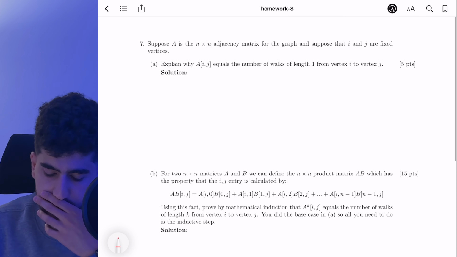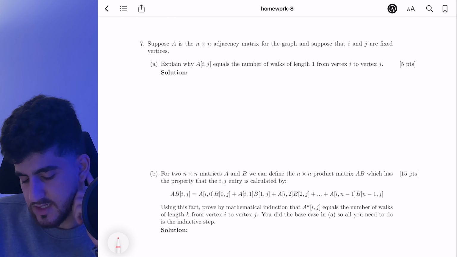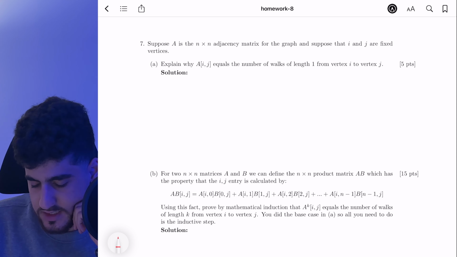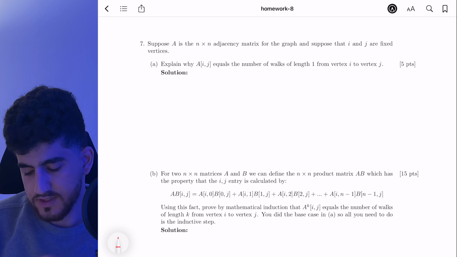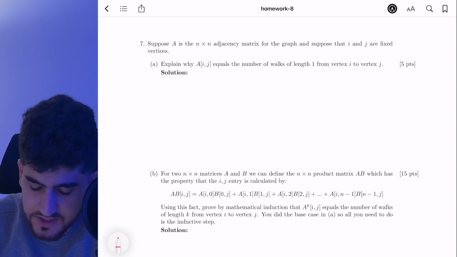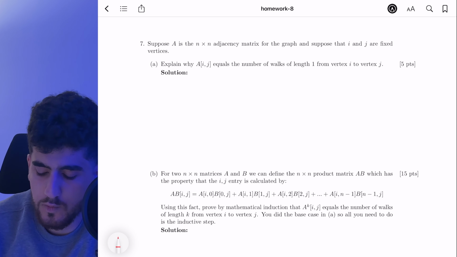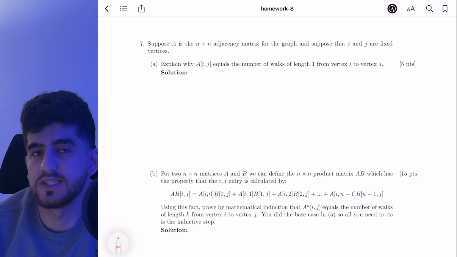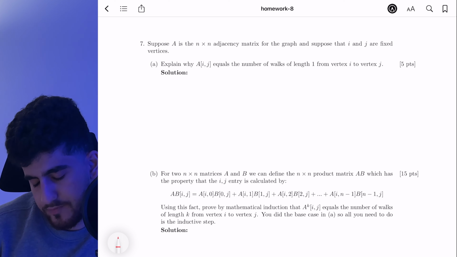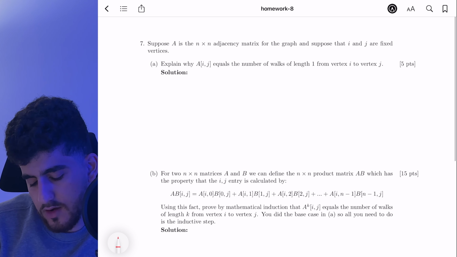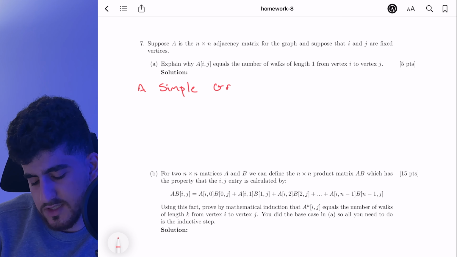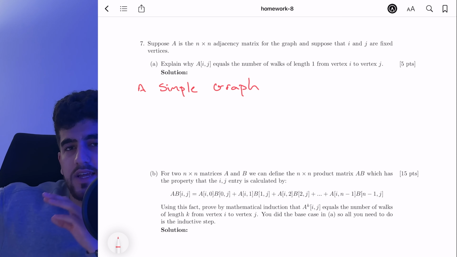Okay, the next problem. Suppose A is the n by n adjacency matrix for the graph, and suppose that i and j are fixed vertices. Explain why A of i and j equals the number of walks of length 1 from vertex i to vertex j. Well, in this problem, I think the author assumed that the graph is a simple graph. But let's not even consider that.